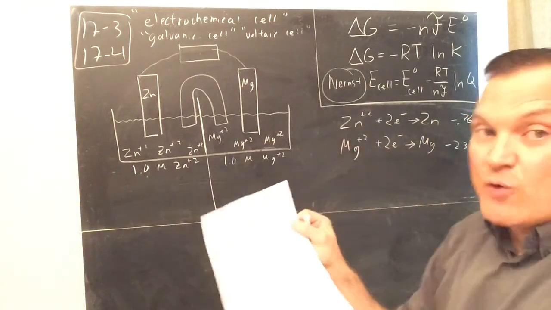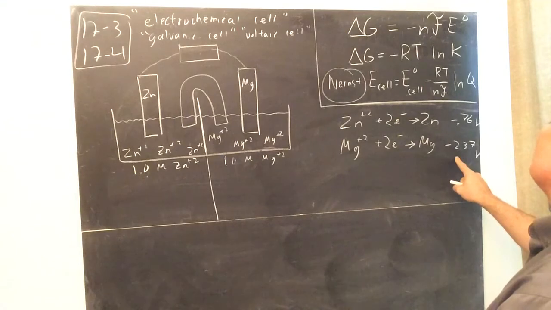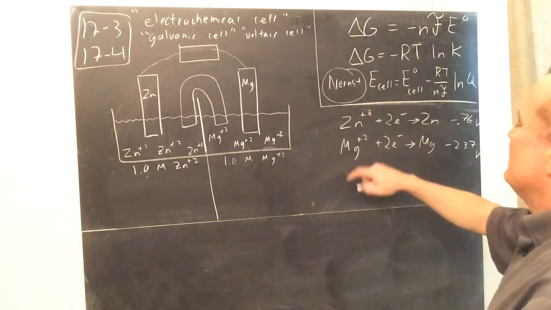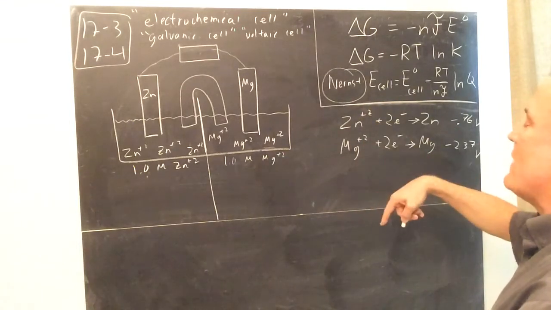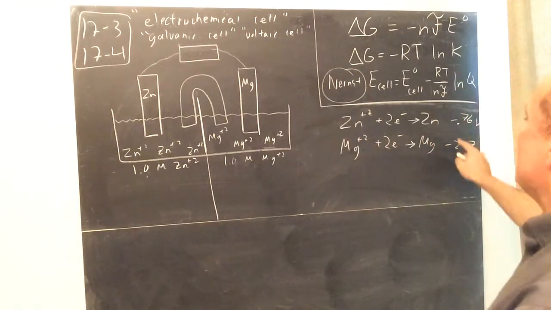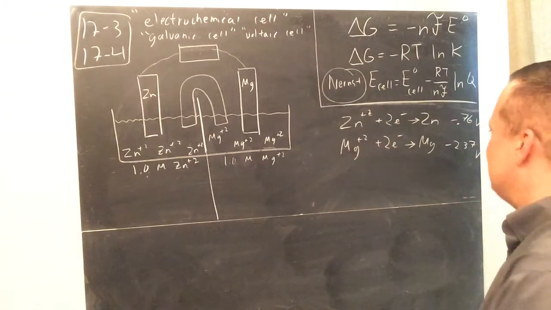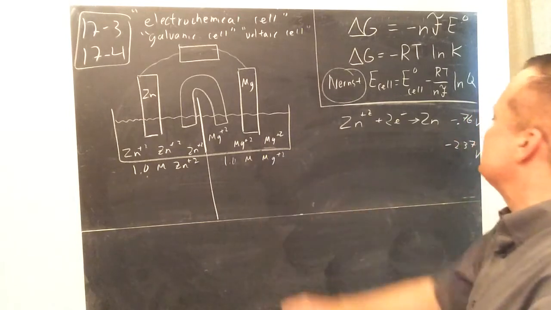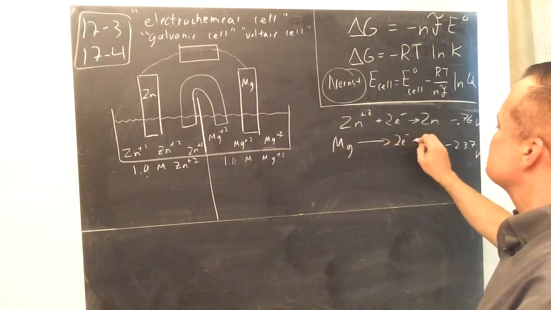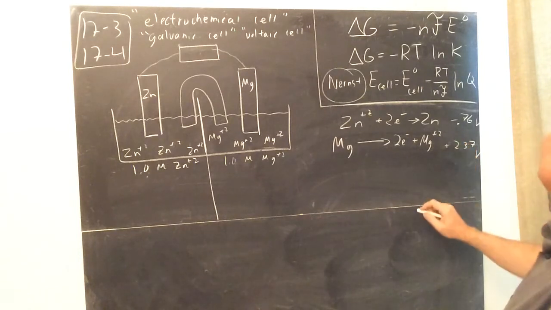Look at these two. The one that is more positive. What's more positive? Negative 0.76 or negative 2.37? It's negative 0.76. That's it. Now, the one that's closer to lithium is magnesium. That's another way to look at it. The one closer to lithium has to be flipped. But we see the one that is more positive, which is this, is going to stay as written, but the other one gets to be flipped around. So instead of being magnesium gaining 2 electrons, it's going to be magnesium losing 2 electrons to give you Mg plus 2, and that becomes positive 2.37. We'll make it positive there.